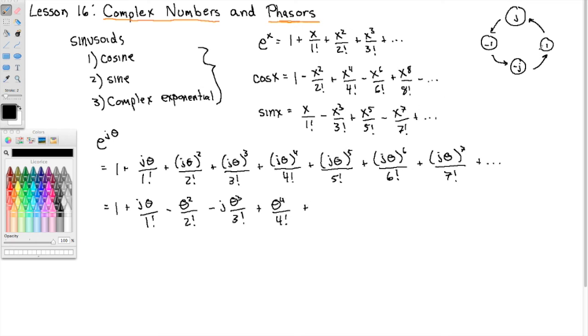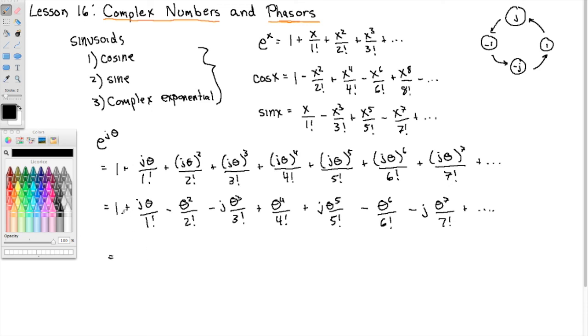j to the 5th, well, that's j times theta to the 5th over 5 factorial. j to the 6th is minus 1: 1, 2, 3, 4, 5, 6, minus 1. And with another j, the next term is minus j again, minus j theta to the 7th over 7 factorial. The next term is going to be plus, and so on.